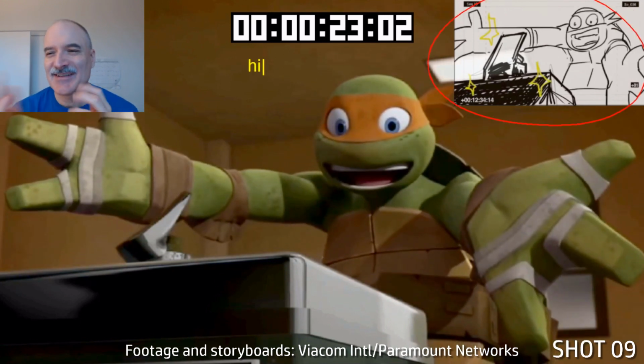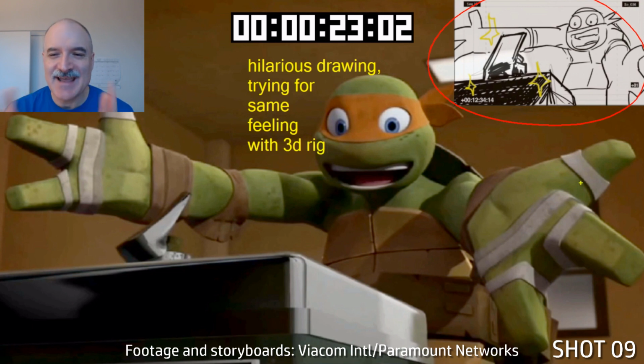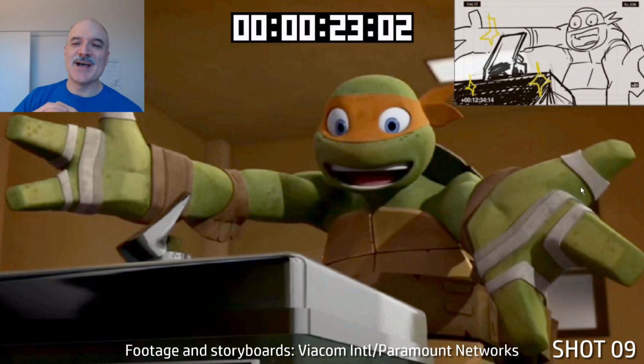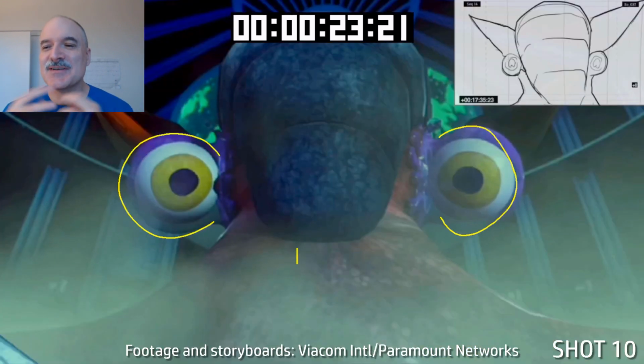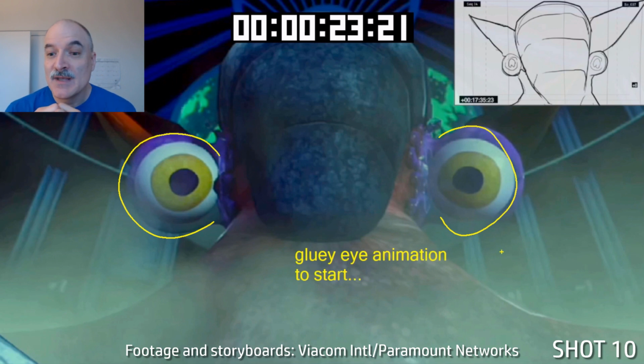And again, look at this wonderful storyboard pose. We can't achieve that with this rig, but we can at least achieve the same feeling, as much as we can. It's just such a good starting point to work from.